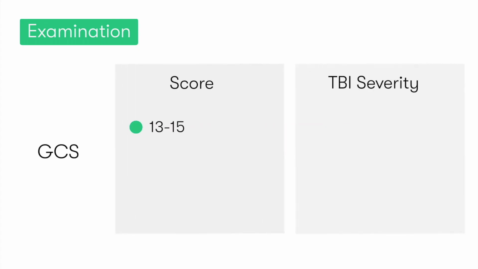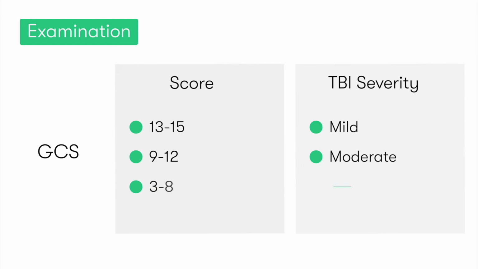If the patient has a GCS between 13 and 15, then they have a mild injury. A score of 9 to 12 is classified as a moderate injury. And finally, a score between 3 and 8 reflects that the patient has a severe traumatic brain injury.